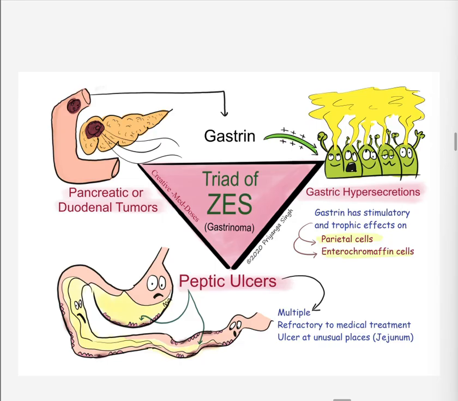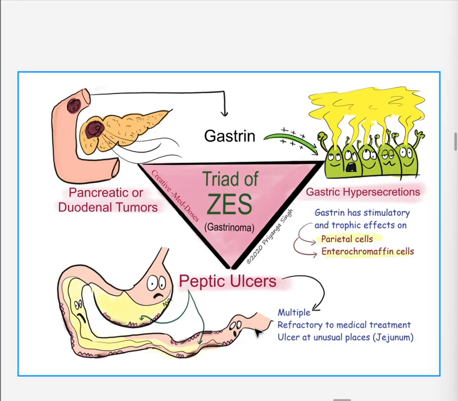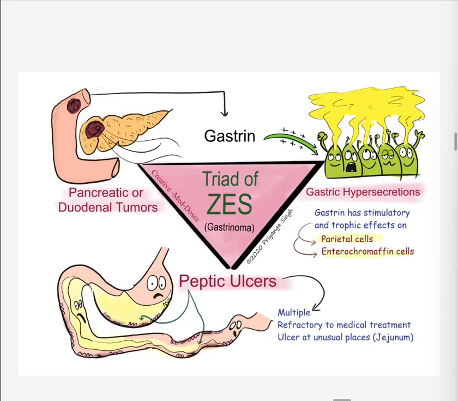Typical symptoms are severe epigastric pain, recurrent peptic ulcer, GERD symptoms, chronic diarrhea, and weight loss. This ulcer often occurs in the duodenum or jejunum. Jejunum is an unusual location, but this is also an important clue when it comes to Zollinger-Ellison syndrome.